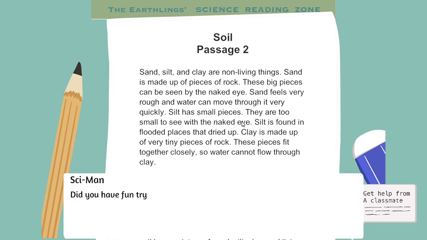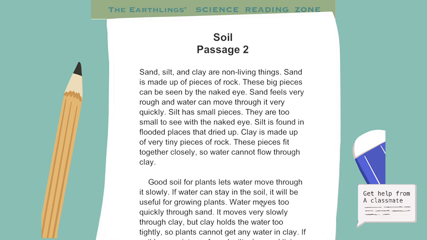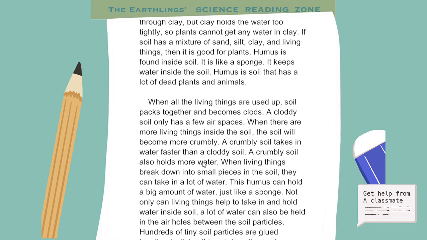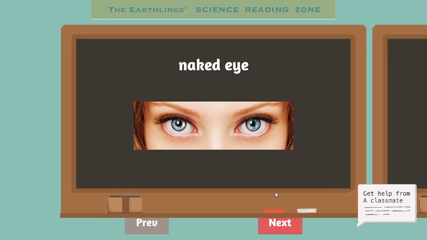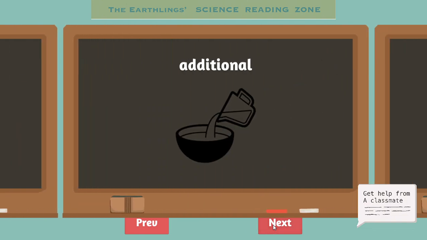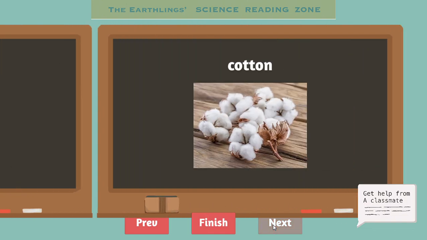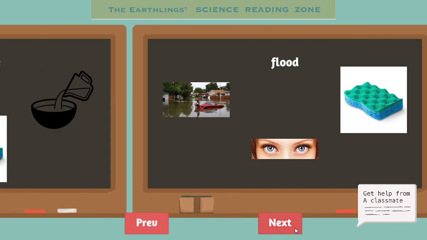Did you have fun trying out the reading tasks? Now, let's move on to read passage 2. It's the same procedure as passage 1. It starts from the picture, and then the text for matching images.